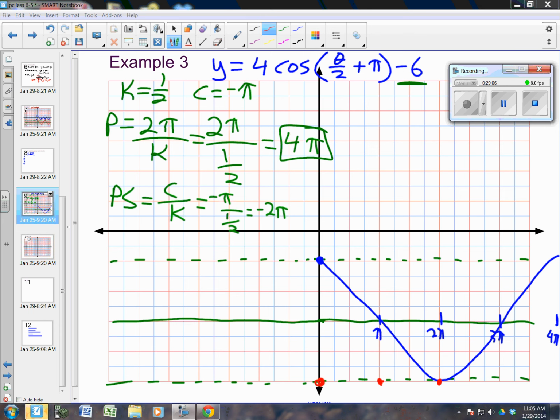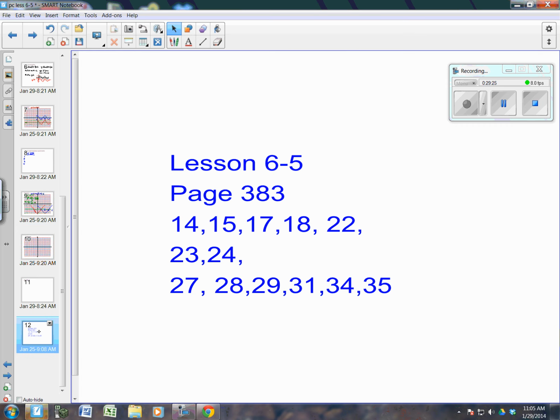Okay, so my function's going to go like this. Wherever 1, 2, 3, 4 is. And then 1, 2, 3, 4 right here. Okay? It's going to shift over to the left that much. And there we got it. Okay? Any questions? Okay, there's your assignment right there.